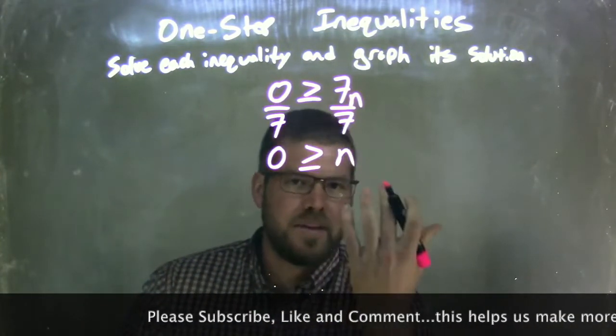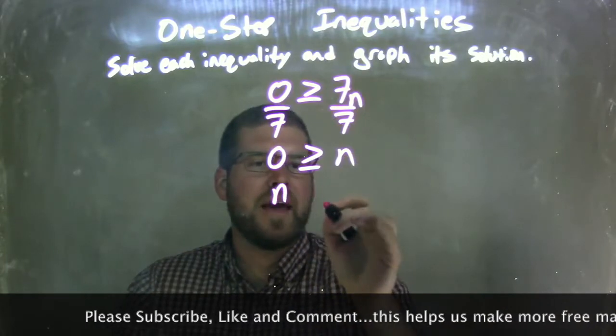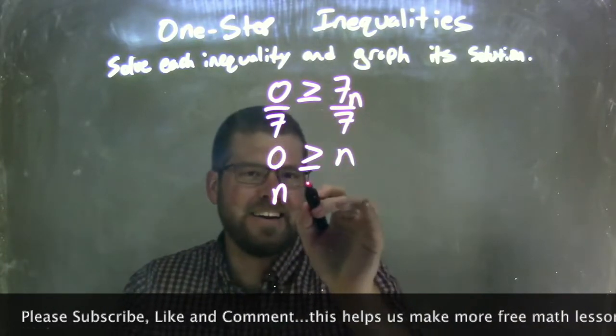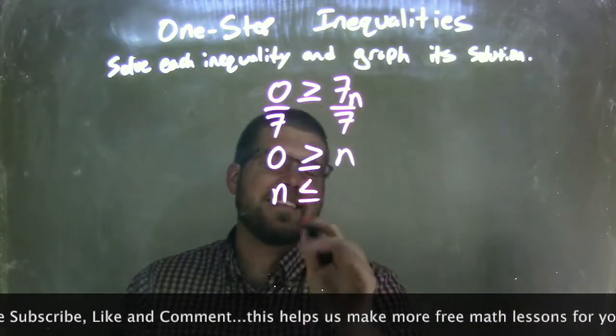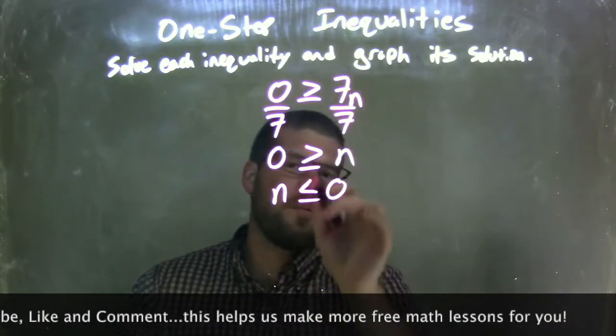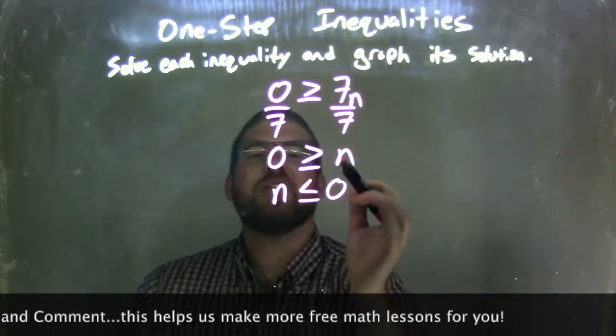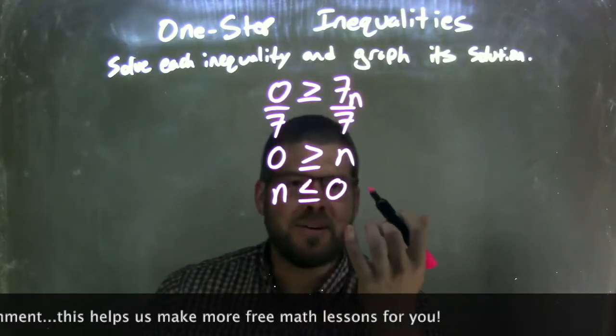Well, if I rewrite this, have n come first, or at the end over there, the pointy side is still close to the n, and it's still equal to, and the 0 is open by the open mouth. So my greater than sign turns into a less than sign. Okay, I flip the sign when you do that.